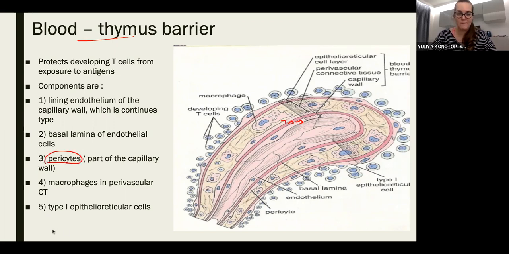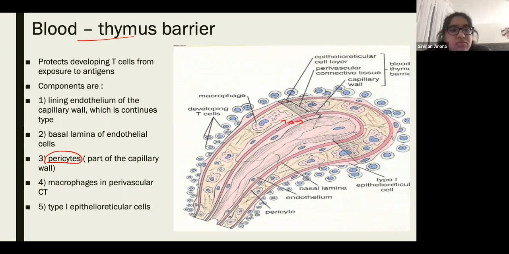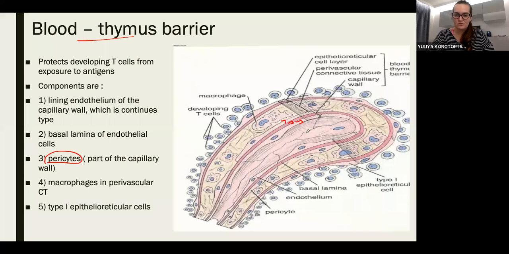What is their job? From last semester, what is the job of pericytes? What do they do? Why do they have them around blood vessels? To give nutrition? I can get nutrition from blood directly. If I'm an endothelial cell, just facing the blood, I can get it from there.